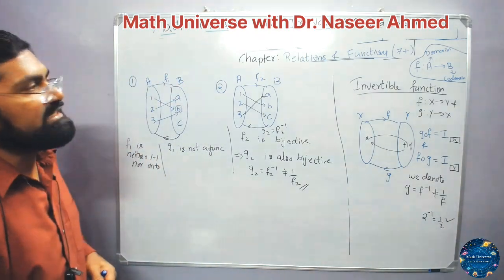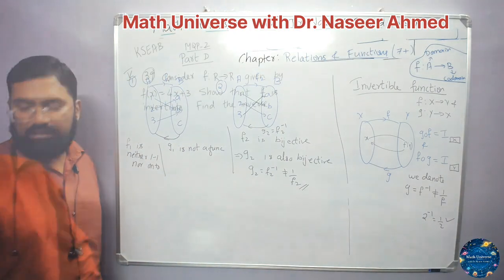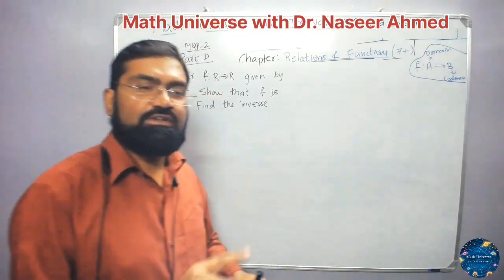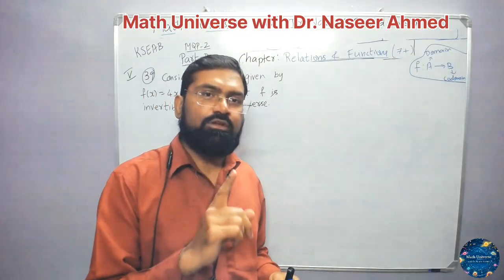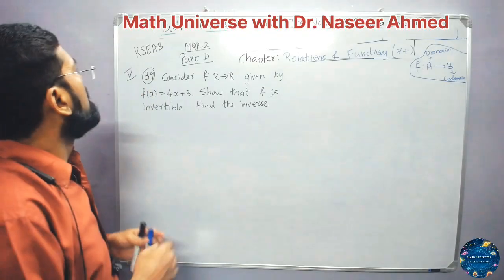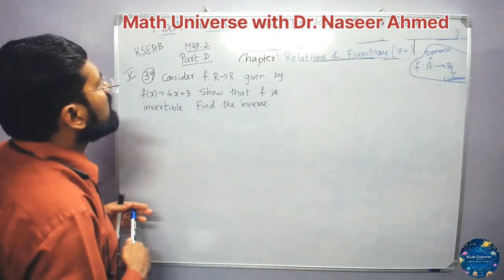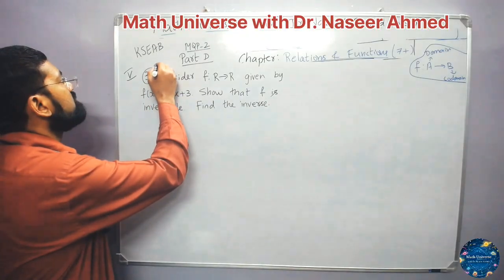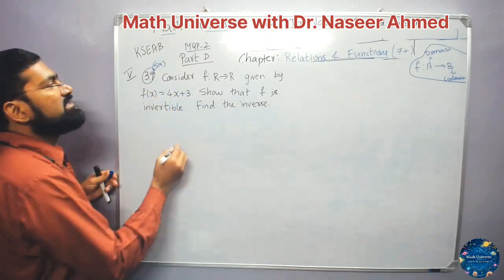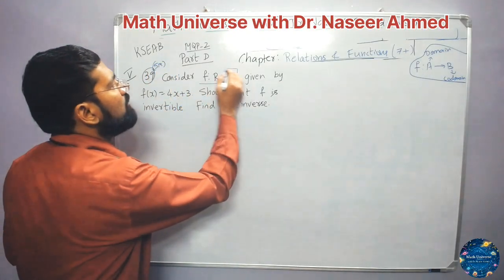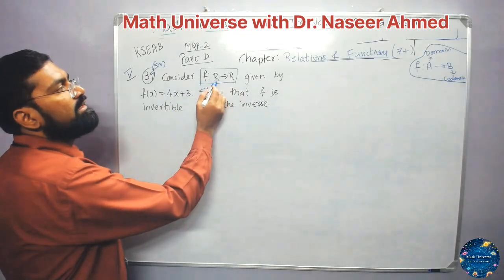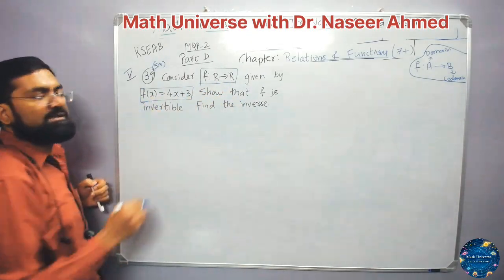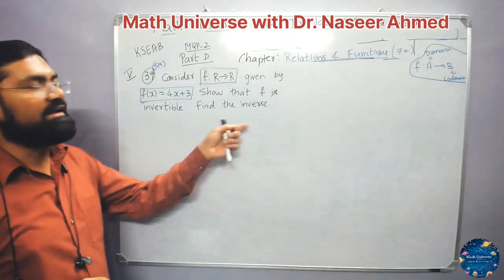Now with this, let us take the last 2 problems. Yes, students, this is the last 5 marker question. After this, we have one 1 marker MCQ question in model question paper 3. First, this is a 5 marker question. Consider a function f from R to R, so domain and codomain are both R, given by f of x is equal to 4x plus 3. Show that f is invertible and find the inverse.